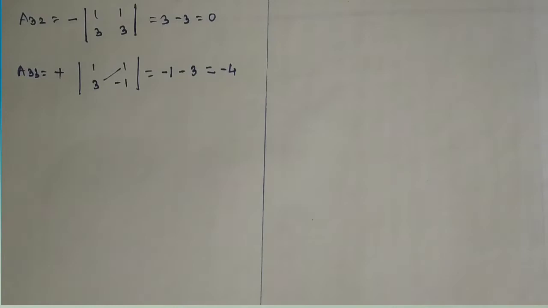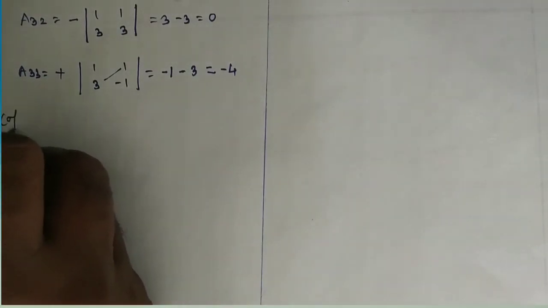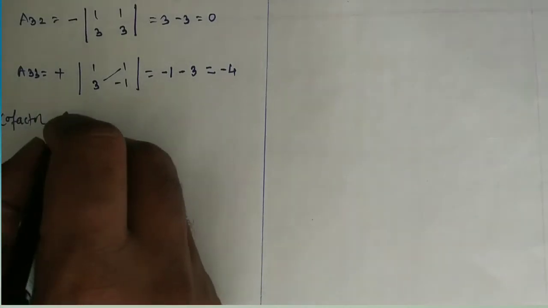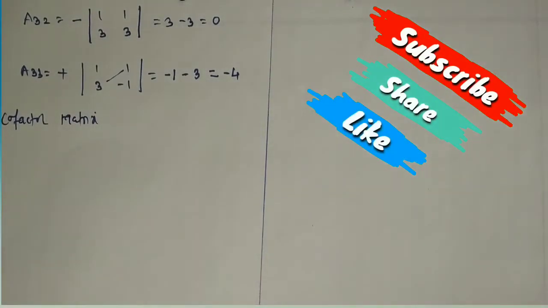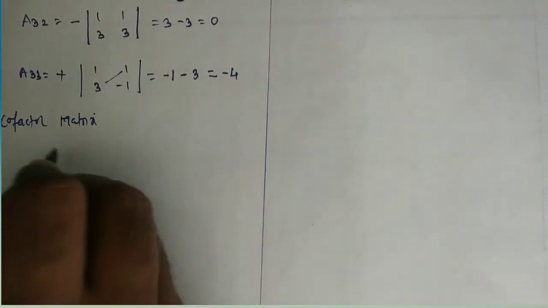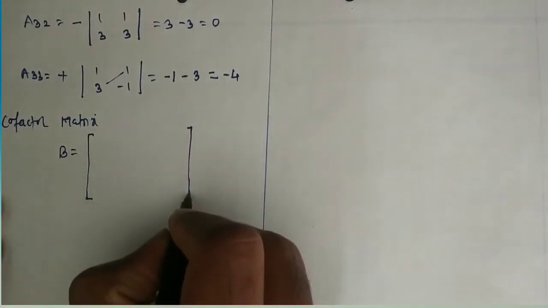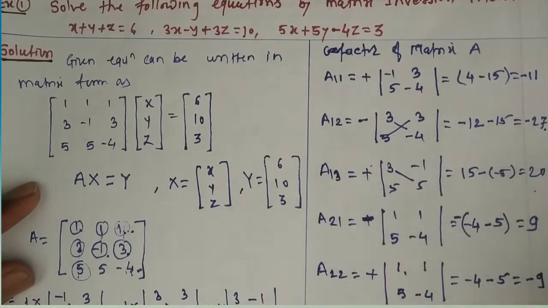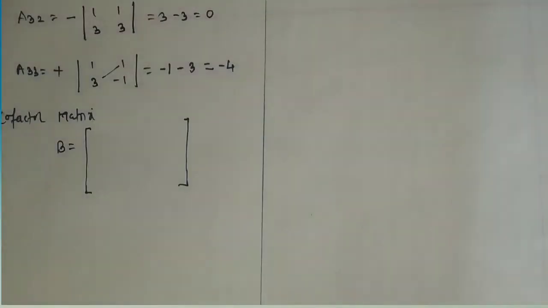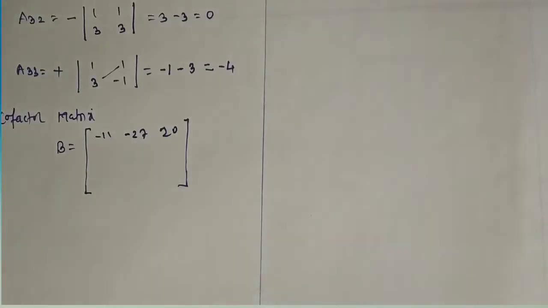So after finding all the cofactors of the matrix, then write down the cofactor matrix. How to write the cofactor matrix? Suppose the cofactor matrix is B, then write this in matrix form. The first 3 elements, what did I get? Minus 11, minus 27 and 20. So minus 11, minus 27 and 20 is the first row.